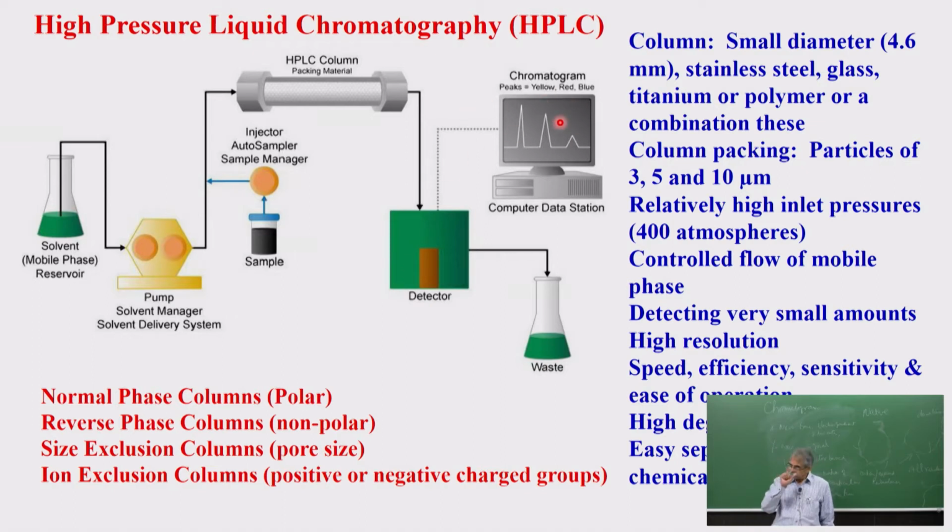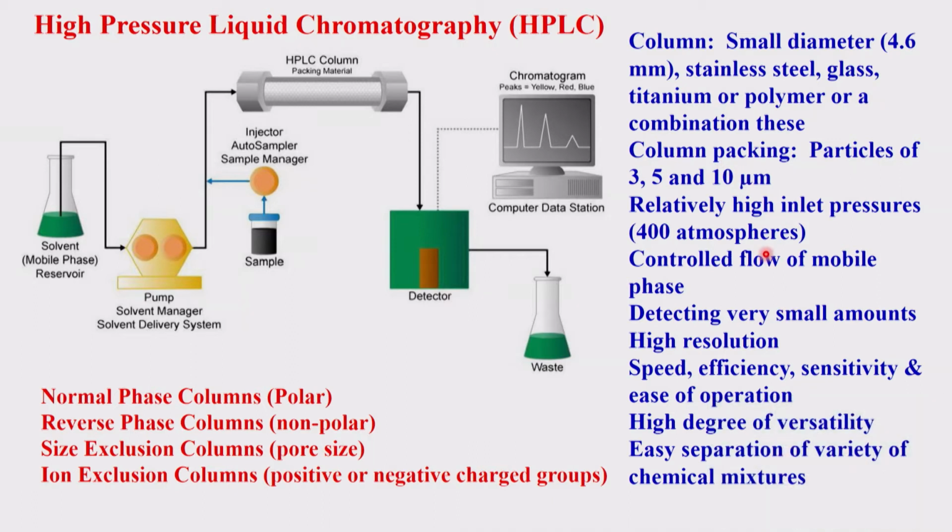What is different is the speed at which you are pushing the flow of the mobile phase, and some changes in the column. Not so much the column material, but column length, column diameter, these kinds of things. So, you make it a little bit smaller, 4.6 millimeter diameter, stainless steel, glass, titanium or polymer, or a combination of these. This is packed with particles of 3, 5 and 10 micrometer size. So, you use higher pressures. The pressures which you use in LC are below 50 atmospheres, and here you use above 300, 400, 500, etc.